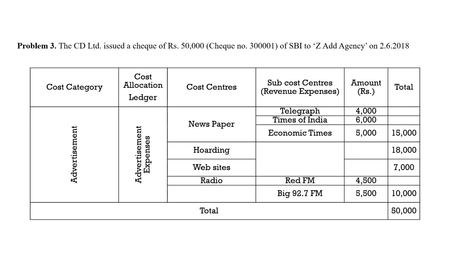Now 2618 check has been transferred. Now expenses all are revenue in nature. Look, advertisement is a cost category. Cost allocation ledger is advertisement expenses. Cost center. Look, this is a unique one in that sense. There are cost centers: newspaper, hoarding, websites, radio.